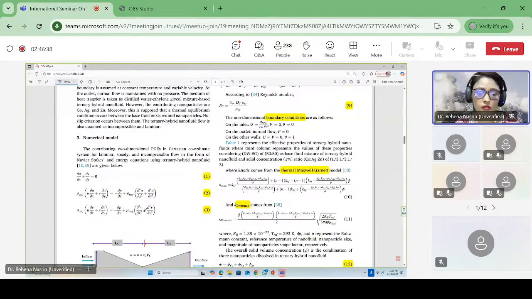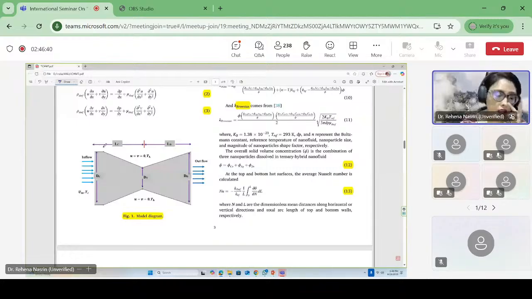First of all, I am showing you the geometry part. This is the convergent and divergent part. So here, this is the inflow domain. This is the convergent channel opening, and this is the divergent part opening. This is the outflow part, and the length of the convergent part, the length of the divergent part. This is the contraction part. Here, this is called the model diagram.